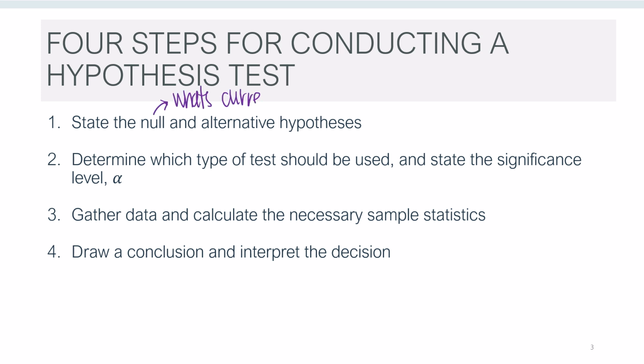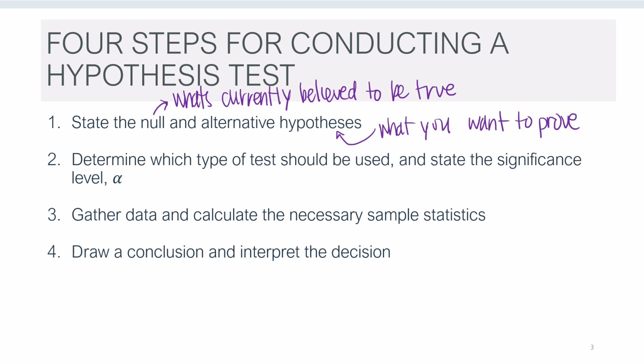So, null hypothesis: what's currently believed to be true. And your alternative hypothesis: this is what you want to prove.